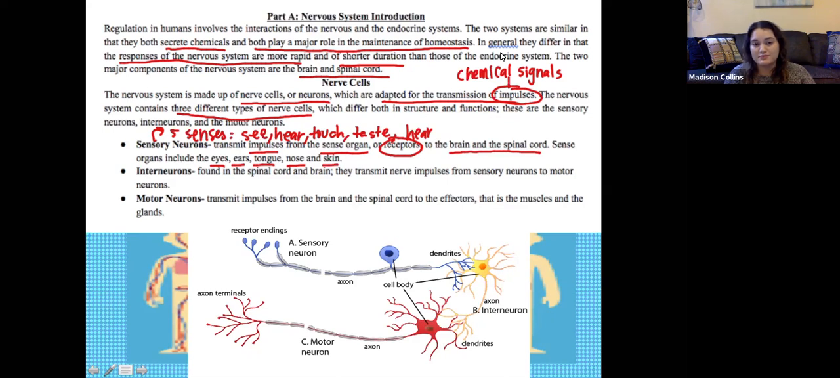Okay, but then once the sensory neurons send that message to the brain and spinal cord, we have to have interneurons in the middle to interpret that message. So when you think of interneurons, I want you to think of the word interpret, because they interpret the message that the sensory neuron has just sent to them, and then they send that message out to something we call the motor neurons. So we find these interneurons in the spinal cord and the brain, and once they take in the message from the sensory neurons, they're going to transmit those nerve impulses from the sensory neurons to the motor neurons. So you find those in the middle.